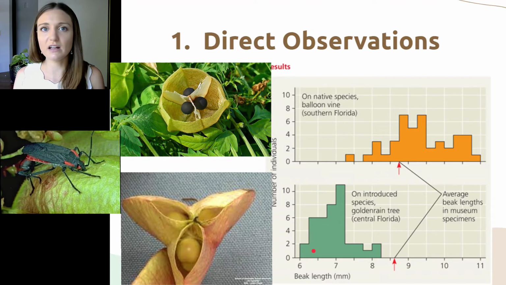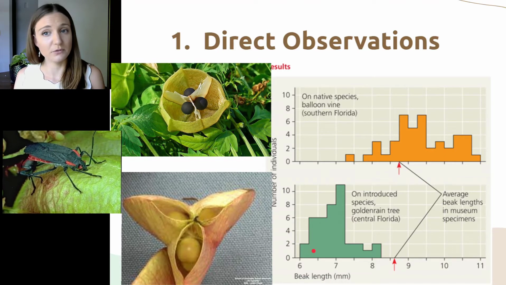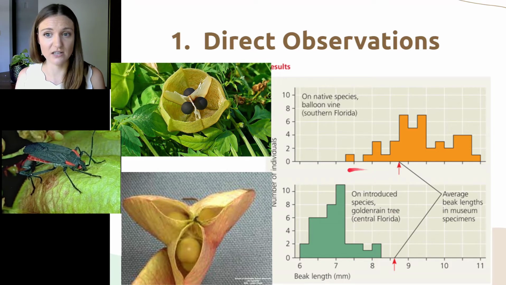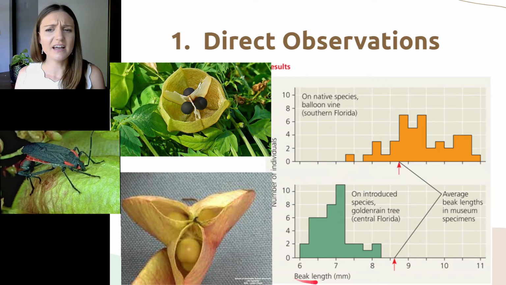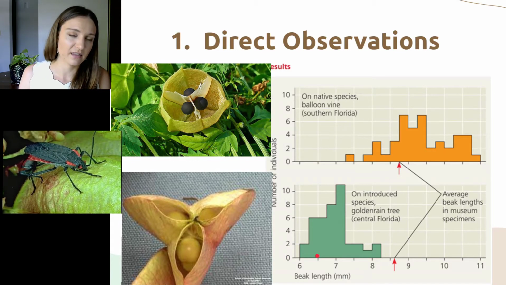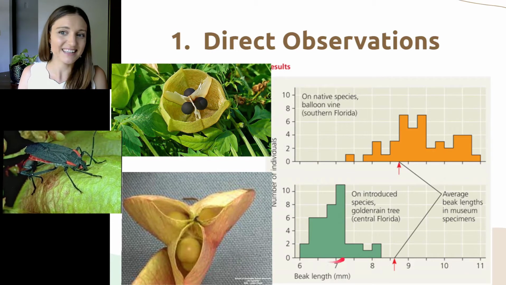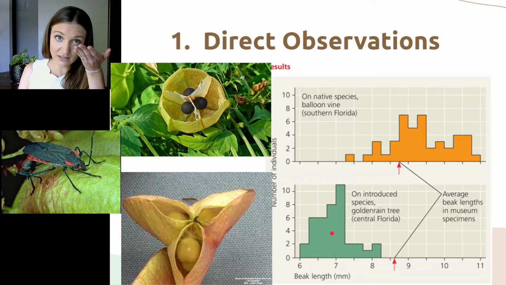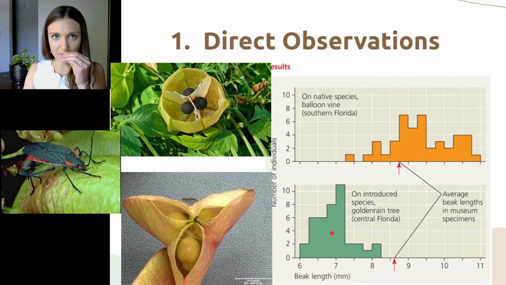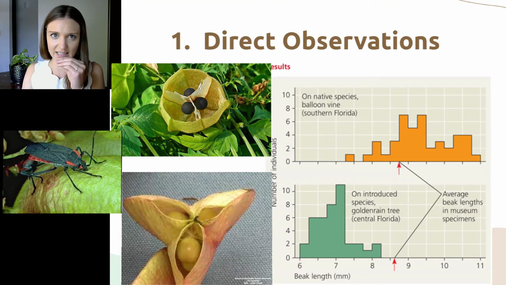So what we see is that in this population down here that lived in central Florida that is no longer feeding on that native balloon vine, the environment has changed, its food source has changed. And so we actually see a shift in this population towards a shorter beak length. Because again, in those golden rain trees, the seeds are a little bit closer to the surface. So if you have a really long beak, you might even pass that seed. You wouldn't even hit that seed, you might go past it, right?